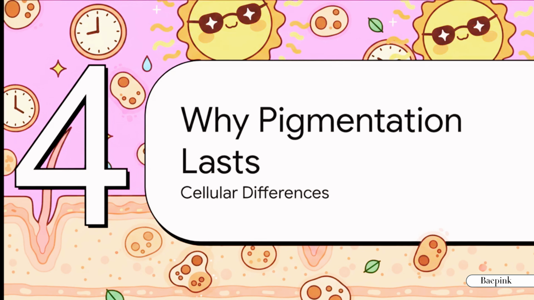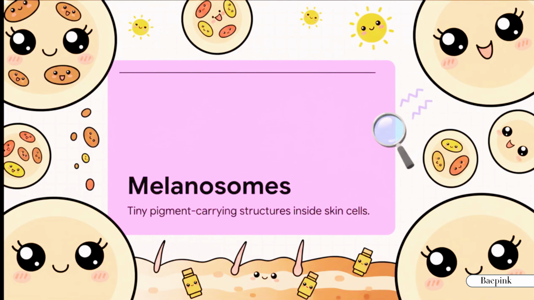Let's jump into Section 4. Why pigmentation lasts longer, looking at the cellular differences. The real answer here lies at the cellular level, specifically with these little structures called melanosomes. Melanosomes are just tiny, pigment-carrying structures located inside your skin cells. And how these tiny structures behave? Well, that's actually one of the biggest biological differences between the different Fitzpatrick types.